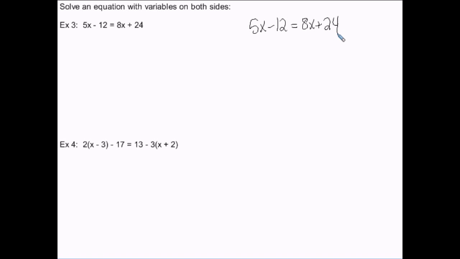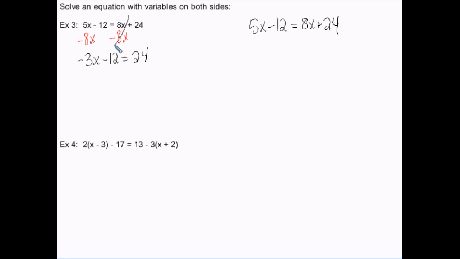Okay, so you have the traditional method, which is to add or subtract to move things from one side to the other. So I can subtract this 8x from both sides. So I have 5x minus 8x to get that negative 3x. And these two will cancel each other out.